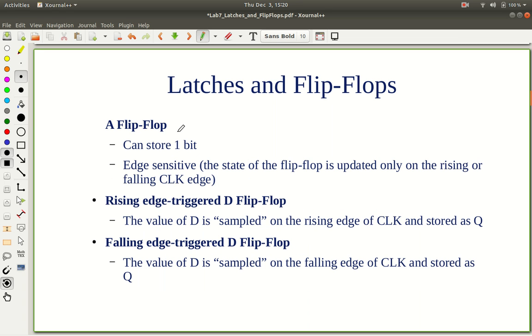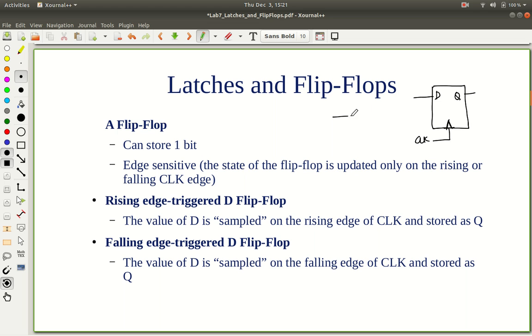Coming to a flip-flop, it can also store 1 bit of information, but it is edge sensitive. That means the state of the flip-flop is updated on the edge of the clock. The symbol for a D flip-flop is very similar to that of a latch, except for this little wedge shaped symbol on the clock, which indicates that this is a flip-flop.